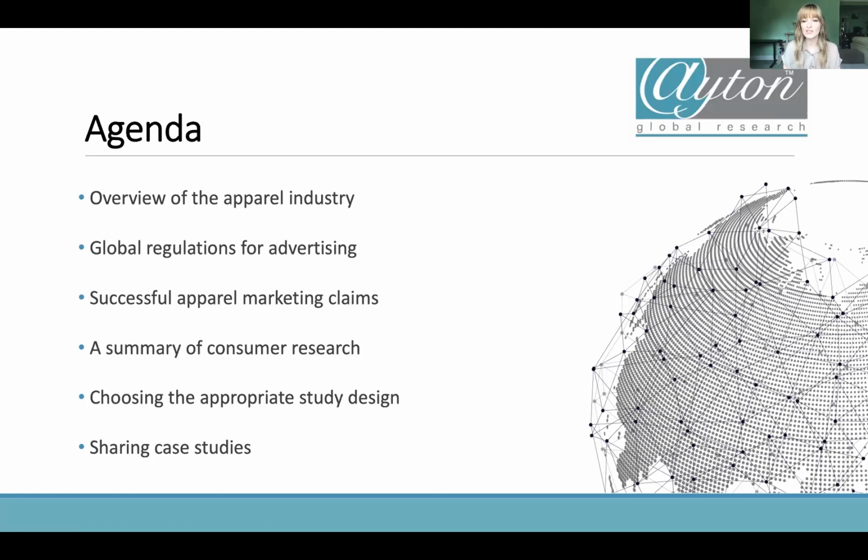We'll be looking at successful marketing claims that are already out there, and then looking at how we substantiate those. So we're looking at consumer research in particular, and I'll be sharing a case study to give you an idea of how we choose the appropriate study design to be able to back up our research as well.